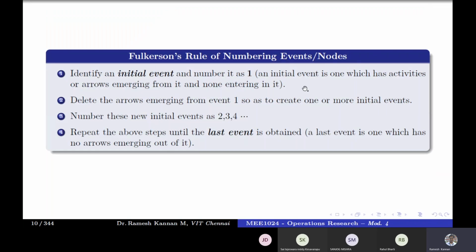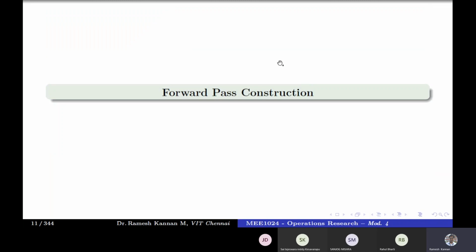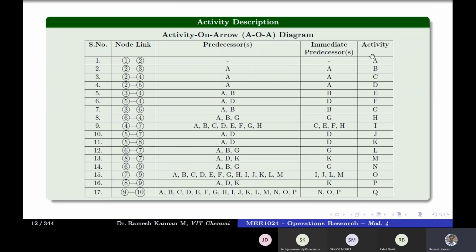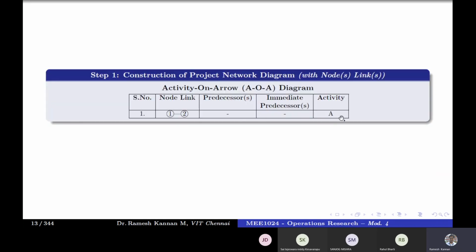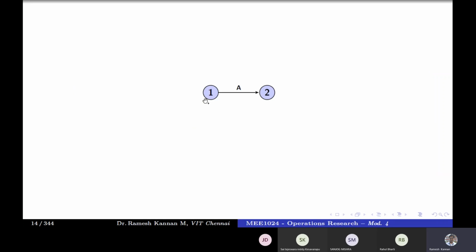So we have seen Fulkerson's rule for naming events and forward pass construction. Let's break it down into steps. As I told you, we are constructing from activity A to activity Q, and we'll look only at the predecessors and immediate predecessors. So the first step is forward pass construction. We'll look at activity A. Activity A has no predecessors or immediate predecessors, and the node link is 1 to 2. So we'll draw 1 to 2, and above the arrow we'll name it activity A. Something like this. Are all of you able to understand this? Yes, sir.